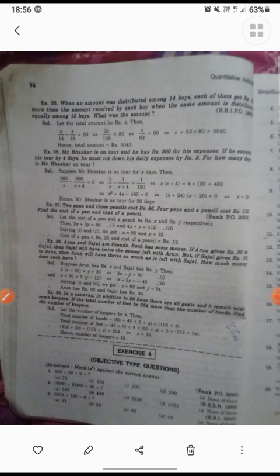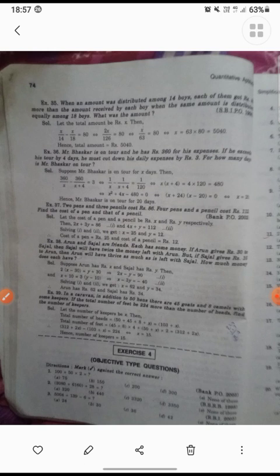Mr. Bhaskar is on tour and he has 360 rupees for his expenses. If he extends his tour by 4 days, then before that he must cut down his daily expenses by 3 rupees. So 360 was the initial amount of Mr. Bhaskar, and the tour was in x days. So 360 upon x minus 360 upon x plus 4, because x plus 4 is extending his tour by 4 days. So if he extends his tour by 4 days, it means 360 upon x minus 360 upon x plus 4 equals 3.